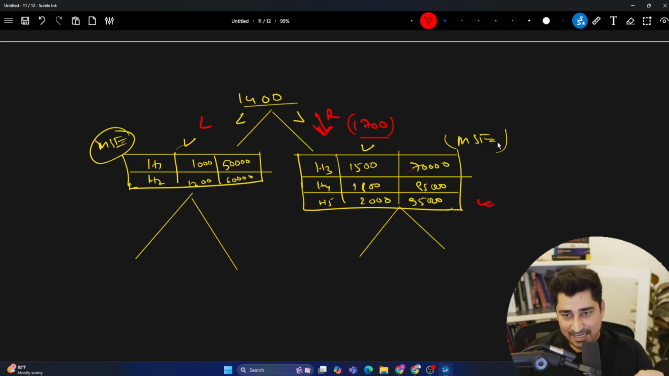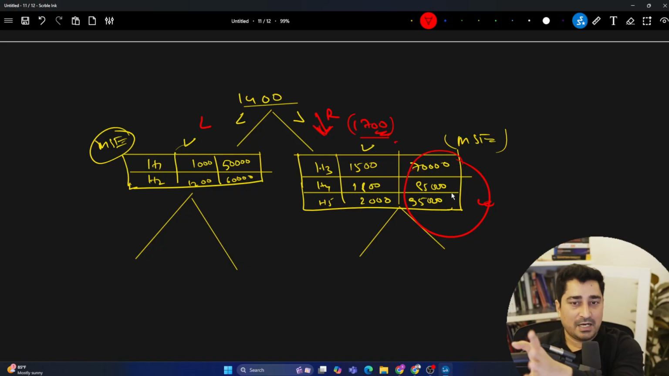So we have this data. What should be the price for this? Average of this. 70,000 plus 85,000 plus 95,000 divided by 3. That is going to be the prediction. That is going to be the price, at least from the tree that we are able to build. So this is how regression happens. This is how it will be able to find out.